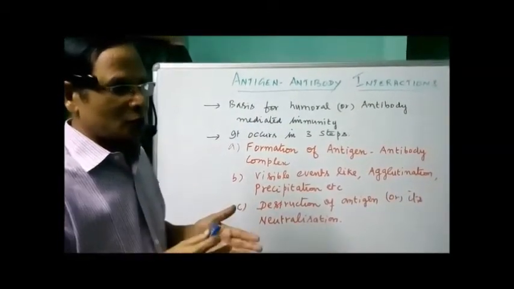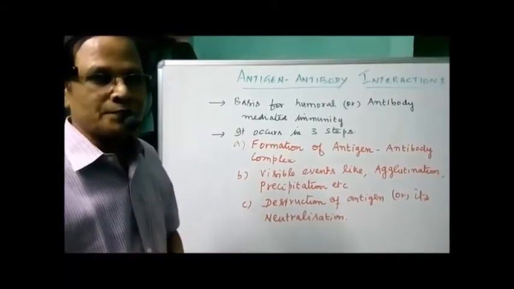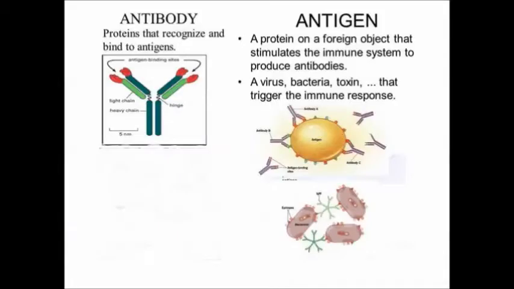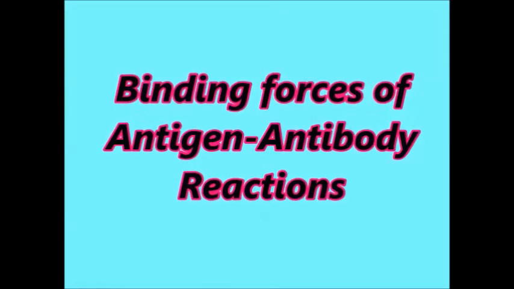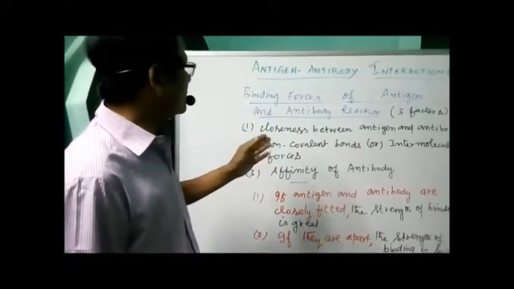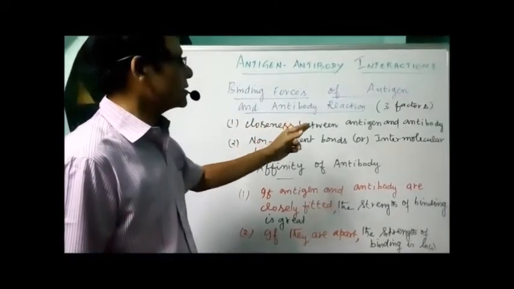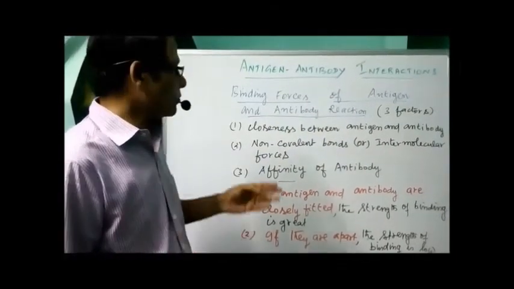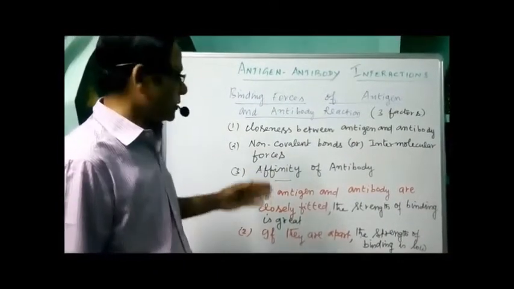What are the binding forces? The binding forces of the antigen and antibody reaction are grouped under three factors. Factor number 1, closeness between antigen and antibody. The second one, the presence of non-covalent bonds or intermolecular forces. Number 3, the affinity of antibody. I'll explain one by one.